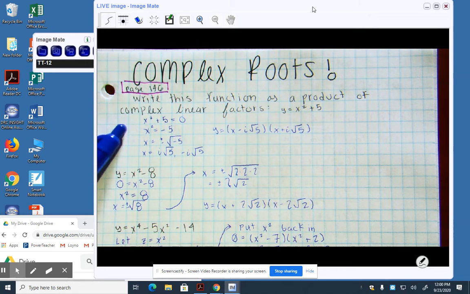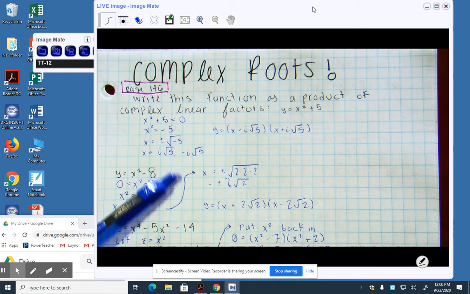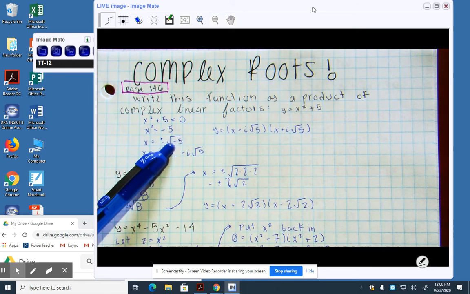I go here by subtracting 5 from both sides. I take the square root of both sides, get plus or minus the square root of negative 5, and then I get two distinct roots, i√5 and negative i√5, because under the radical, if we have a negative, that doesn't exist.